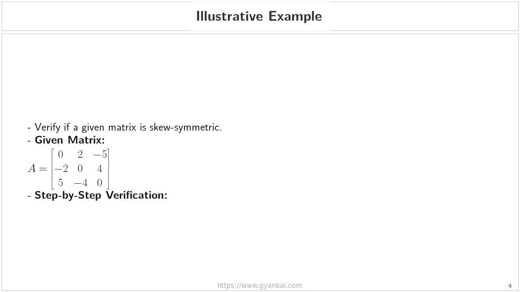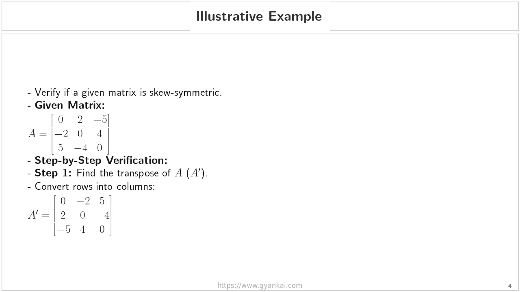To formally verify if this is a skew symmetric matrix, we will follow a 3-step process. Step 1 is to find the transpose of matrix A, which we refer to as A prime. To find the transpose, we simply convert the rows of the original matrix into columns. For instance, the first row, 0, 2, and negative 5 becomes the first column. After performing this for all rows, we get a new matrix where the first row is 0, negative 2, and 5. The second row is 2, 0, and negative 4, and the third row is negative 5, 4, and 0.